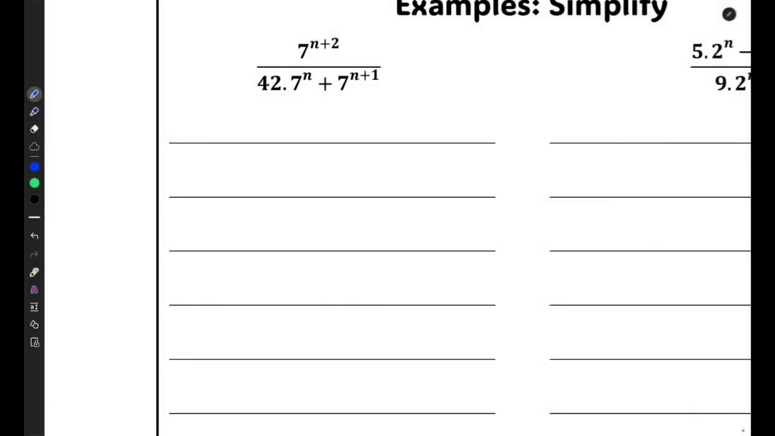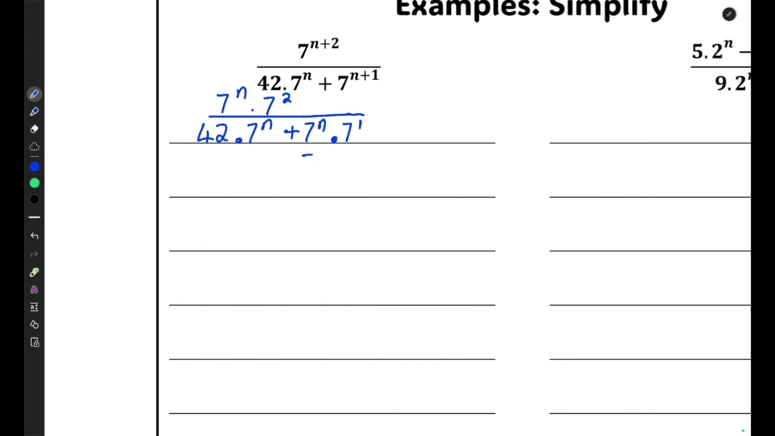Now let's do a few together with the first question. At the top, I need to give that plus 2 its own base. So I'm going to say this is 7 to the power n, 7 to the power 2. Now, very important, this 42, I can prime factorise it, but I don't have to because it doesn't have an exponent. I'm really not interested in it. I'm just going to type it in the calculator later. But the 7 to the power n, I'm suspecting is going to be my common factor. But first, I need to give this plus 1 its own base.